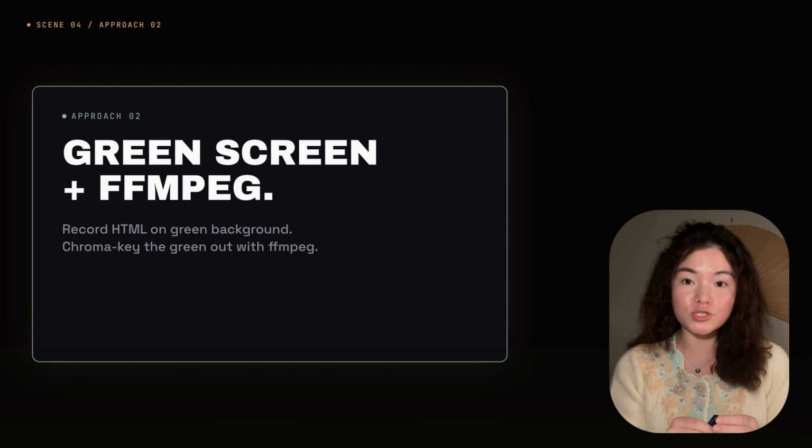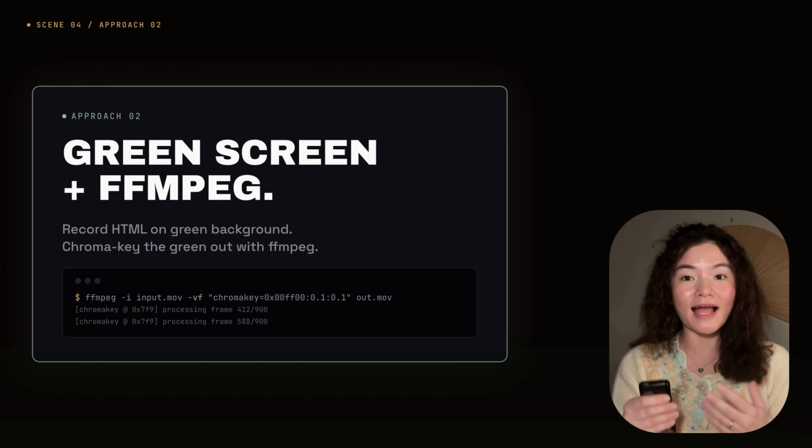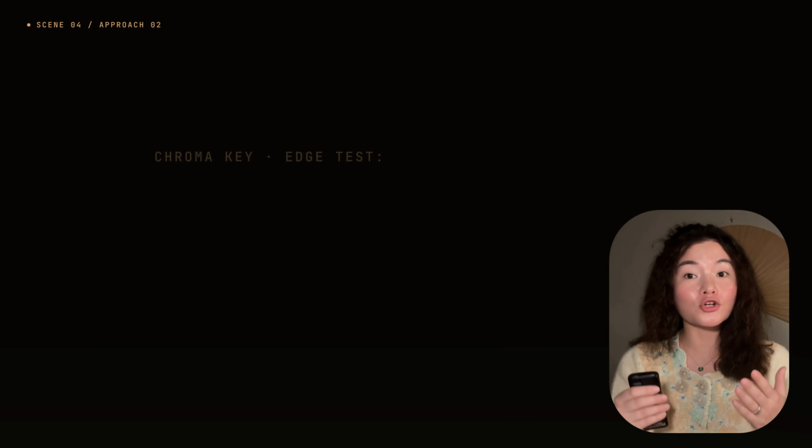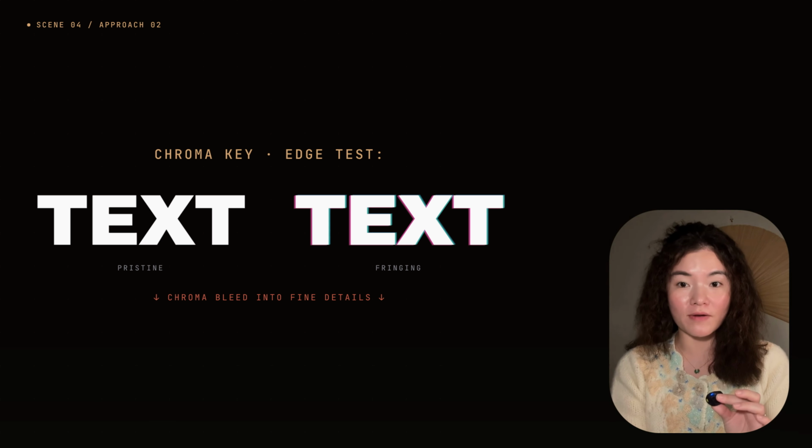So I moved on to approach 2. Record the HTML on a green screen, chroma key it in FFmpeg. I tested it. It worked, but when I looked at the output, I saw fringing around the text. The chroma key filter was bleeding into fine details. Okay, maybe I could tune the tolerance, or adjust the algorithm, or spend more time dialing it in.